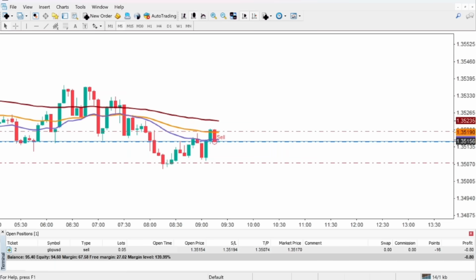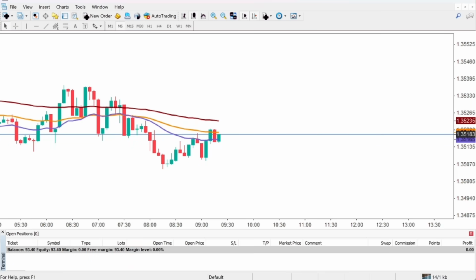Second trade of the day, I'm in again. Sell on GBPUSD at 1.35154. Lot size 0.05. Stop loss is at 1.35194. Take profit at 1.35074. Setup looked good. Same downtrend conditions. 25 EMA below both the 50 and 100. Price underneath all 3. Pulled back into the 25. Wicked into the 50. And then closed back under. Textbook entry. But seriously, man.